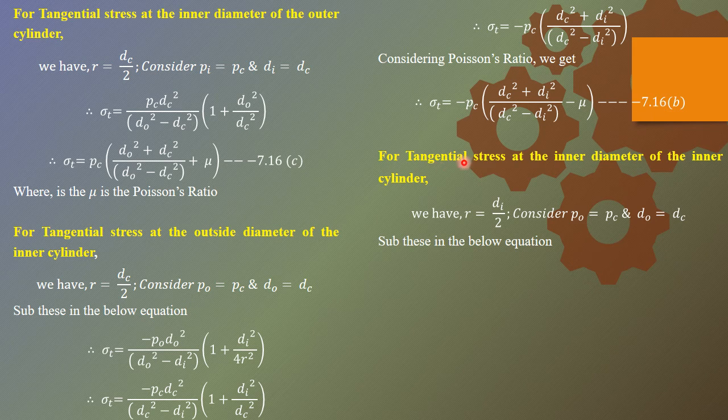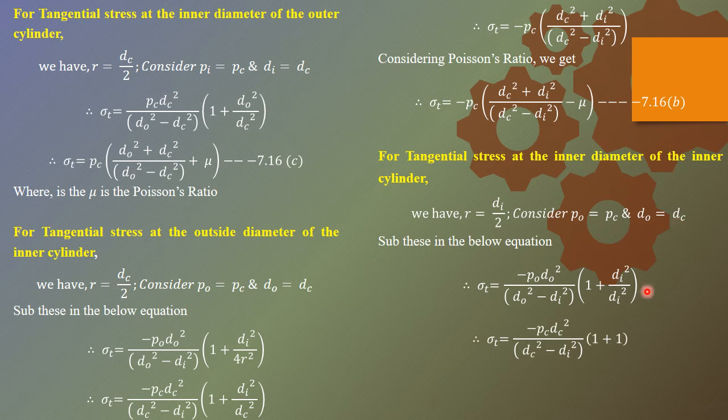So similarly, consider tangential stress at the inner diameter of the inner cylinder, where R will be nothing but di by 2. Rest will remain the same, right? So di will get cancelled, and this is the final expression which you will get for tangential stress at the inner diameter of the inner cylinder, right? So next we'll go through similar expressions considering the radial stress.